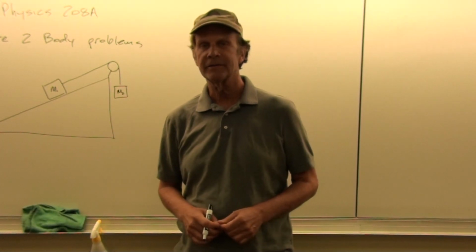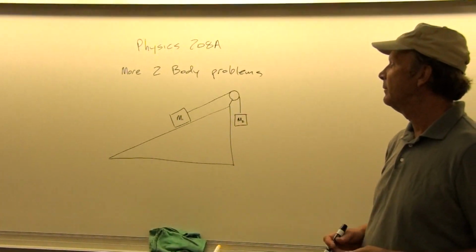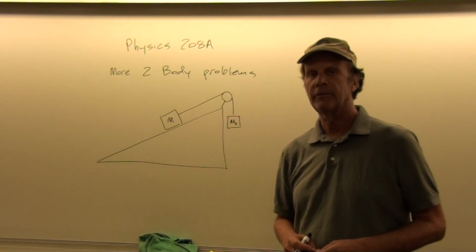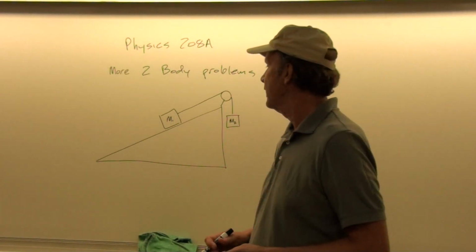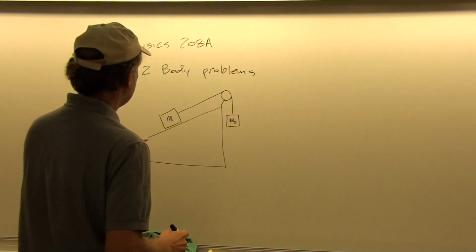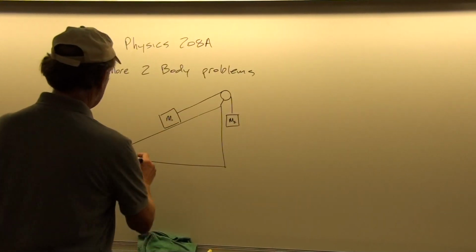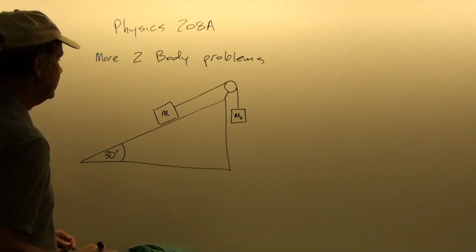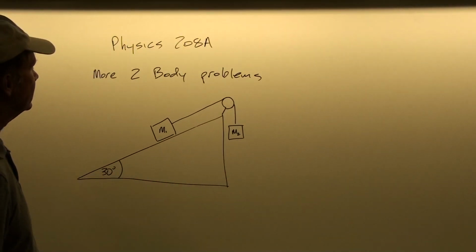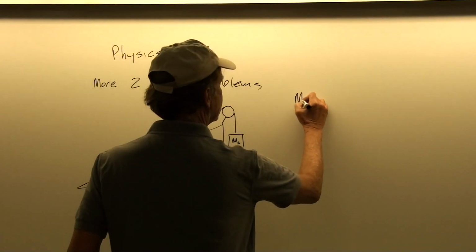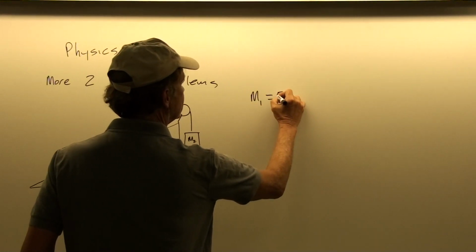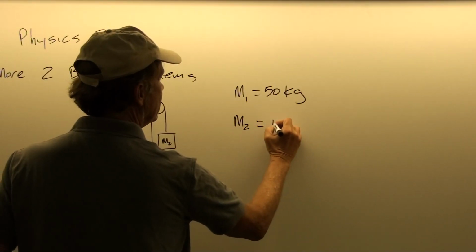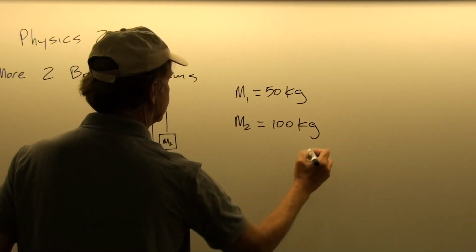Right, next I'd like to look at another two-body problem, but in this one we'll also combine some of the aspects of what we've learned before about an inclined plane. And so again, we've got a coupled system here. Let's assume that the plane has an angle of 30 degrees to the horizontal. And in this case, let's make M1 equal to 50 kilograms and M2 equals 100 kilograms.